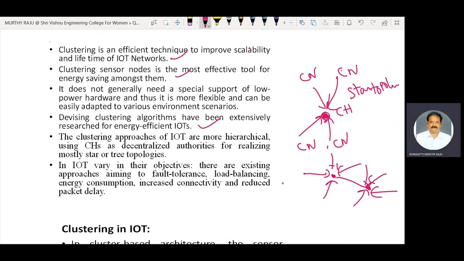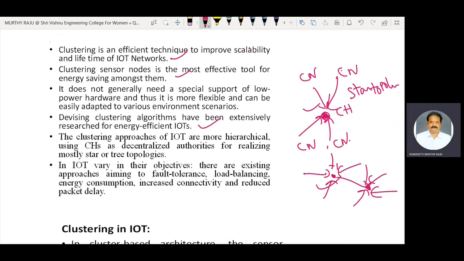Two types of topologies are used: star topology and tree topology. Clustering approaches in IoT vary in their objectives. Existing approaches aim at fault tolerance, load balancing, energy consumption, increased connectivity, and reduced packet delay. With the help of clustering, you can achieve all these things.